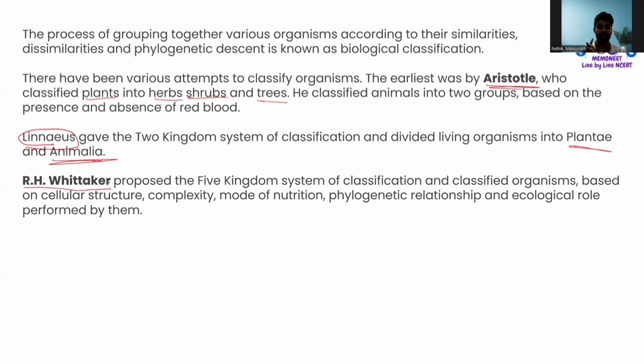So in this way, the very first thing that you need to know is the very first scientist who attempted to classify living organisms, that is Aristotle. The second, who gave the two kingdom system of classification, is Linnaeus, and the five kingdom system of classification is by R.H. Whittaker. Clear?